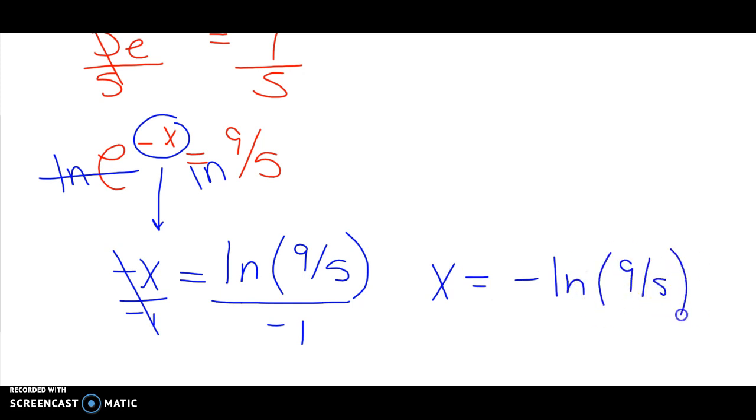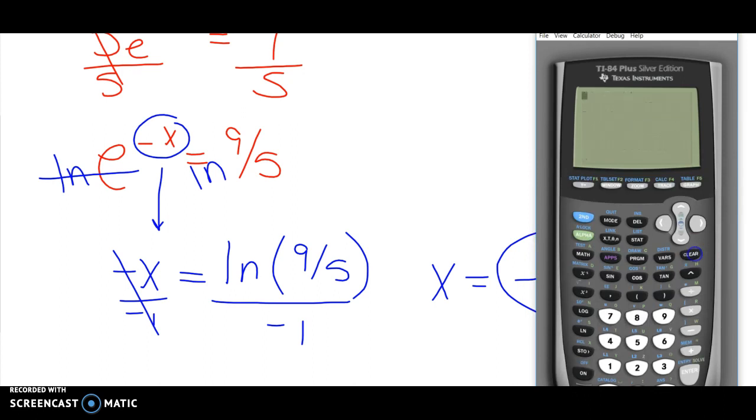Once again, on a multiple choice test, that might be it. Or you can throw that into your calculator. There is an ln button. So negative natural log of 9 divided by 5 comes out to about negative 0.5878. The negative needs to be in front of the natural log. That's different than the natural log of negative 9/5.